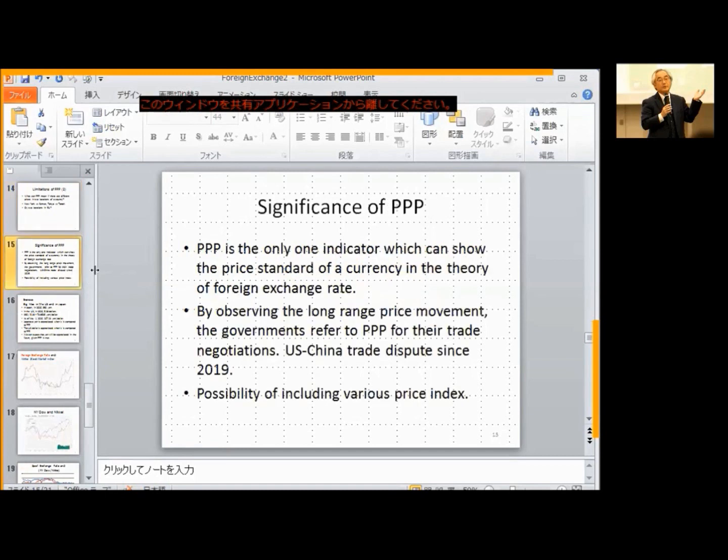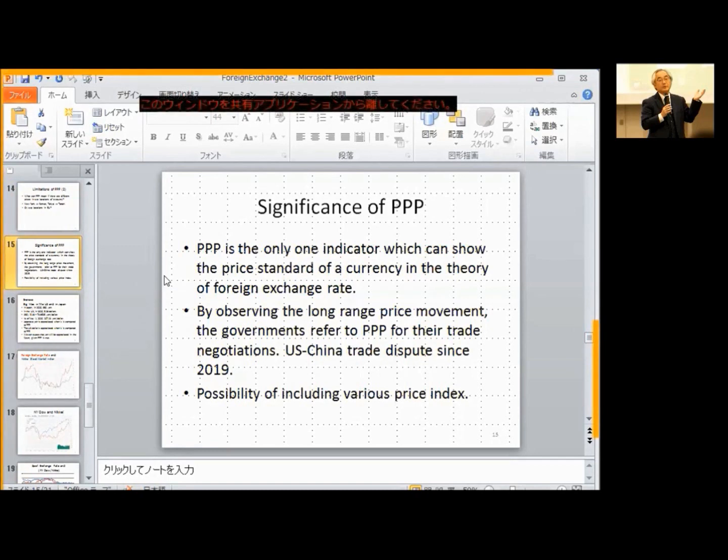But still, there is a significance of PPP. Okay, so PPP is the only indicator which can show the price standard of a currency in the theory of foreign exchange rate. So if you want to forecast the future, you really need to rely on the PPP.